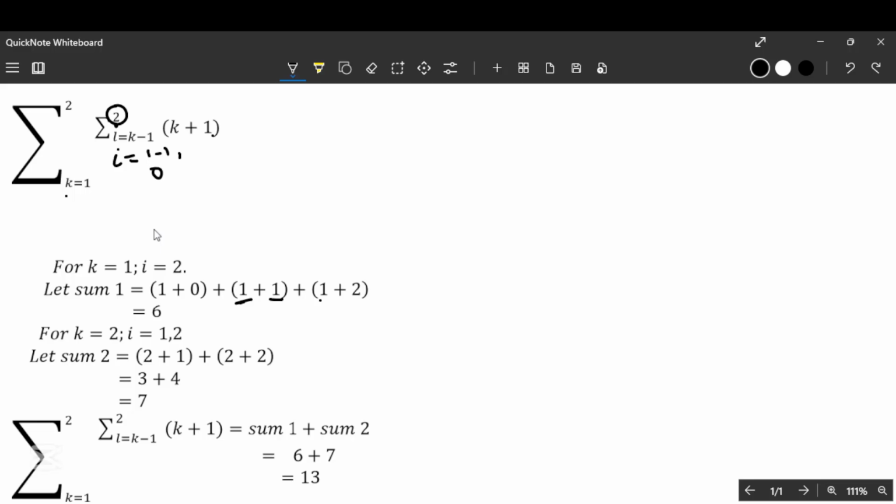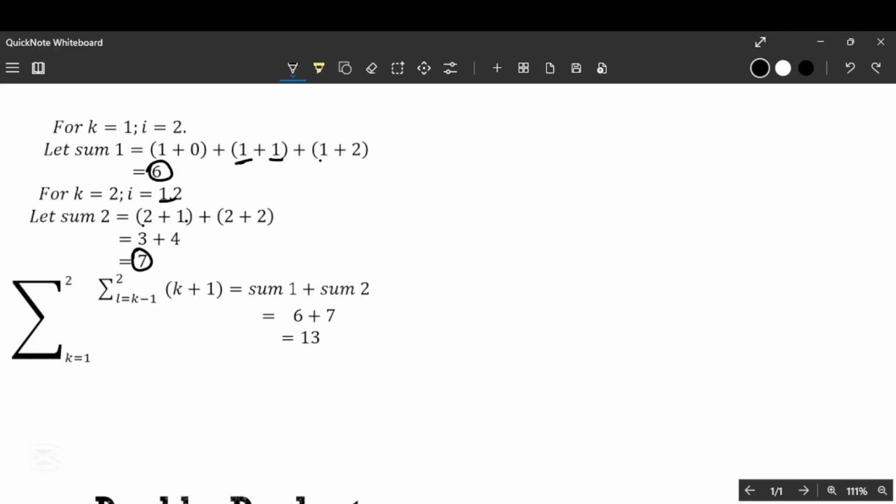Moreover, for k equals 2, we are going to have i equals 1, 2. That is great. That is for k equal to 2. We are going to have 1 and 2 with the exclusion of the 0. So when we substitute here, we are going to have 2 plus 1, then 2 plus 2, and that gives us 3 plus 4, and the result is 7. Because it's a double summation, the results of these two conditions give us sum 1 plus sum 2, and that is 6 plus 7, which gives us 13.